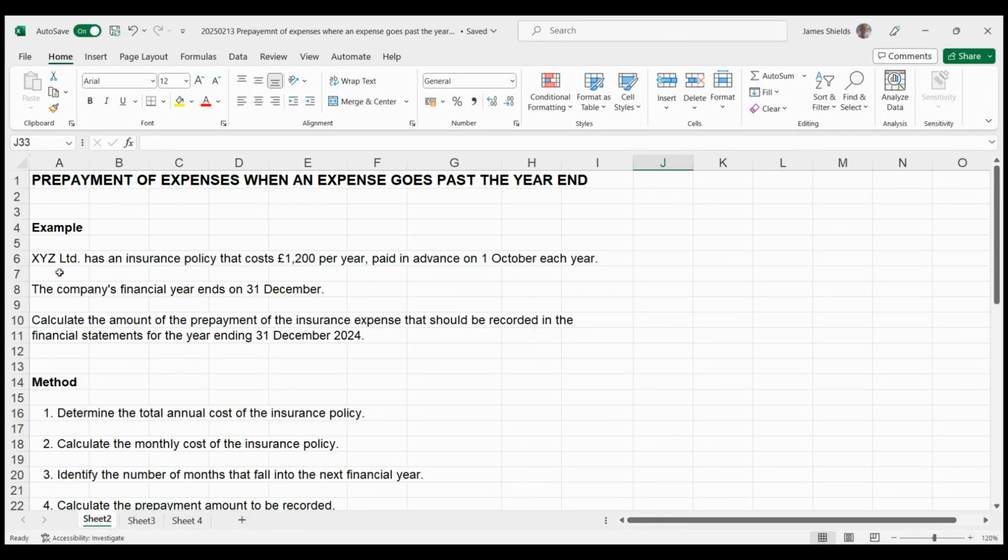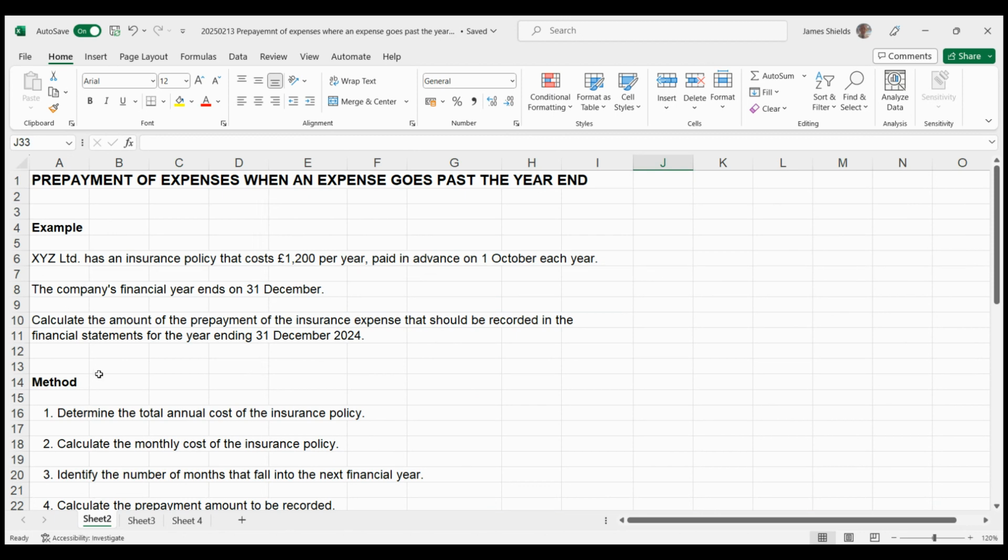We've got XYZ Limited has an insurance policy that costs £1,200 per year, is paid in advance on the 1st of October each year. That means it runs from the 1st of October one year to the 30th of September the following year. The company's financial year ends on the 31st of December. We've got to calculate the amount of the prepayment of the insurance expense that should be recorded in the financial statements for the year ending the 31st of December 2024.